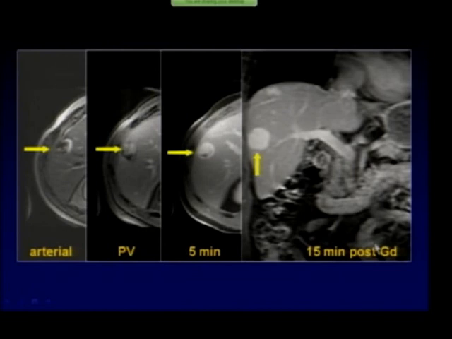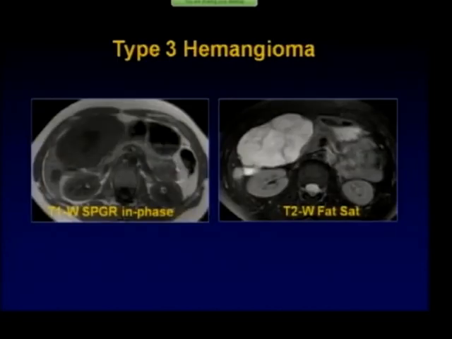But we can't always wait 15 minutes or 20 minutes or 30 minutes for the lesion to demonstrate complete filling in, and we cannot entirely rely on that. Peripheral nodular incomplete rim of enhancement that progressively fills in quite confidently renders the diagnosis.